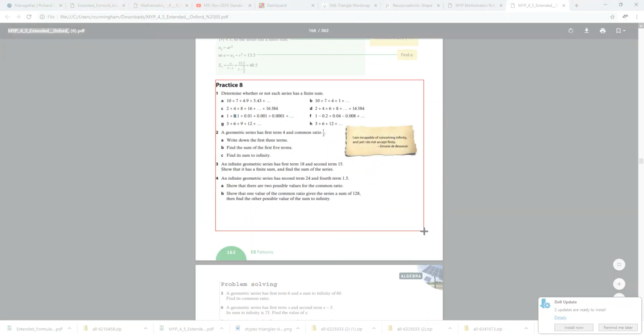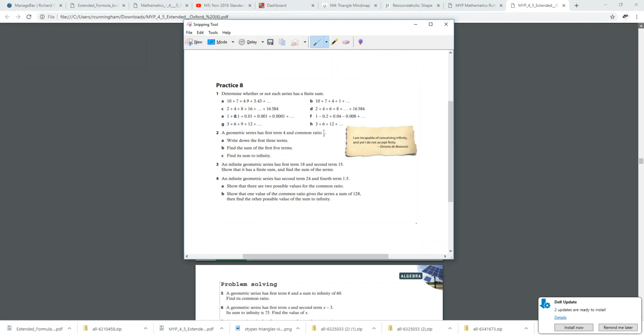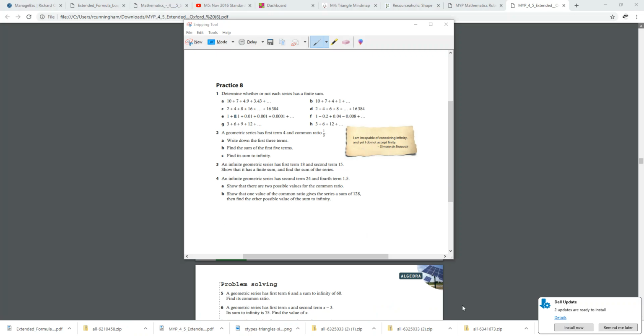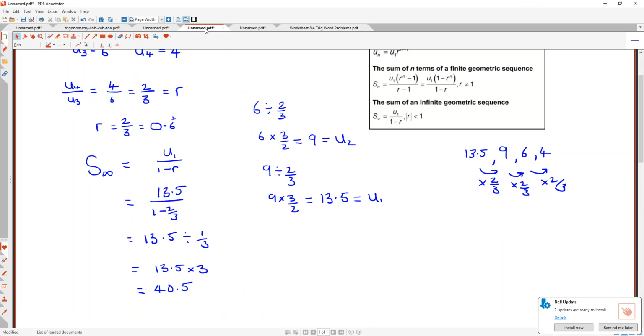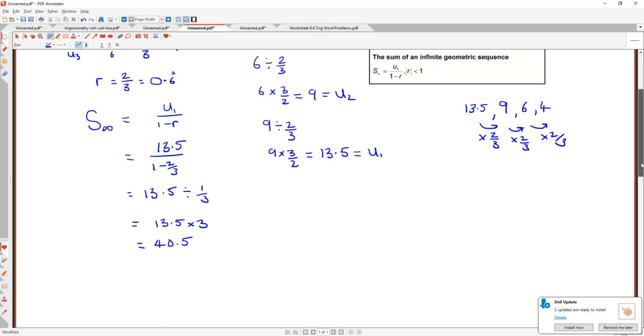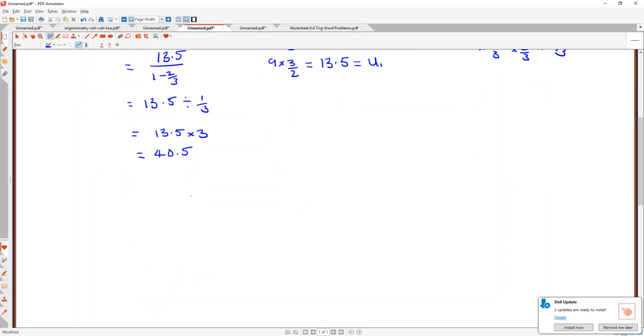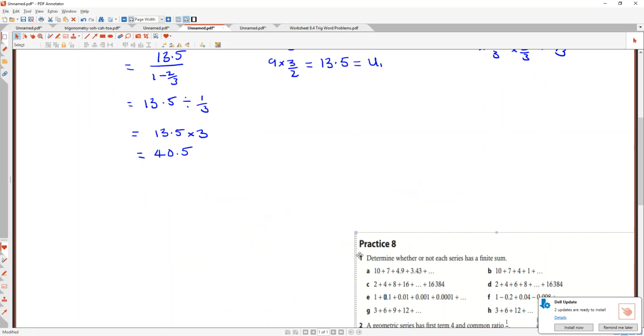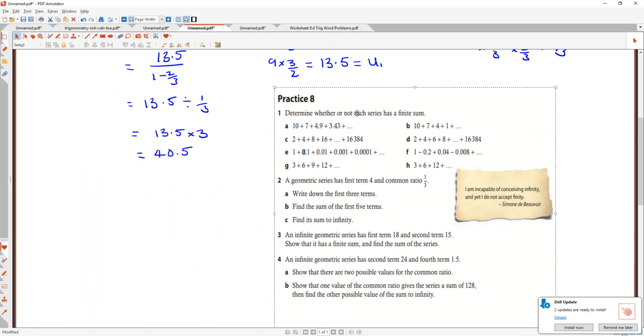Determine whether or not a series has an infinite sum. How do we do that? Nope, not if it's going down. That is not going to work on the exam. It's if the ratio is less than 1 but greater than negative 1. Right, that is what you must say, okay? So we're working on these questions. You can grab yourself a book and we'll go from there, okay?